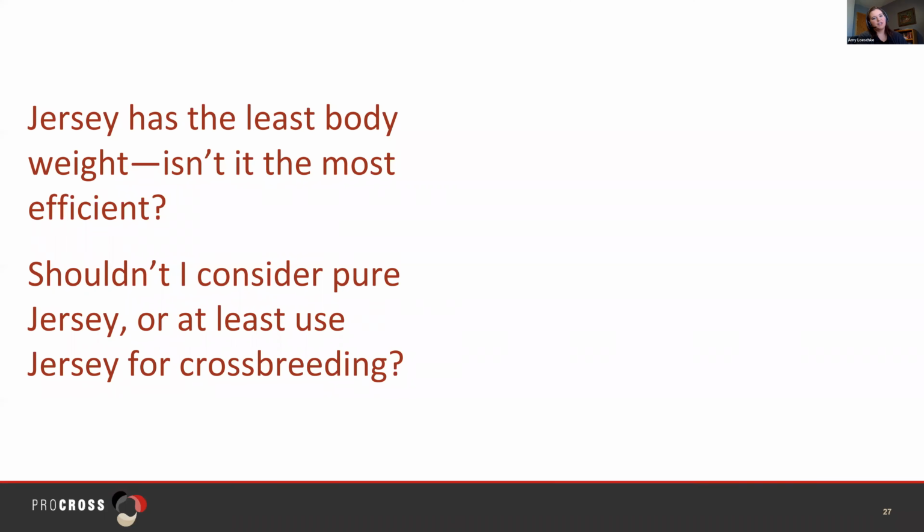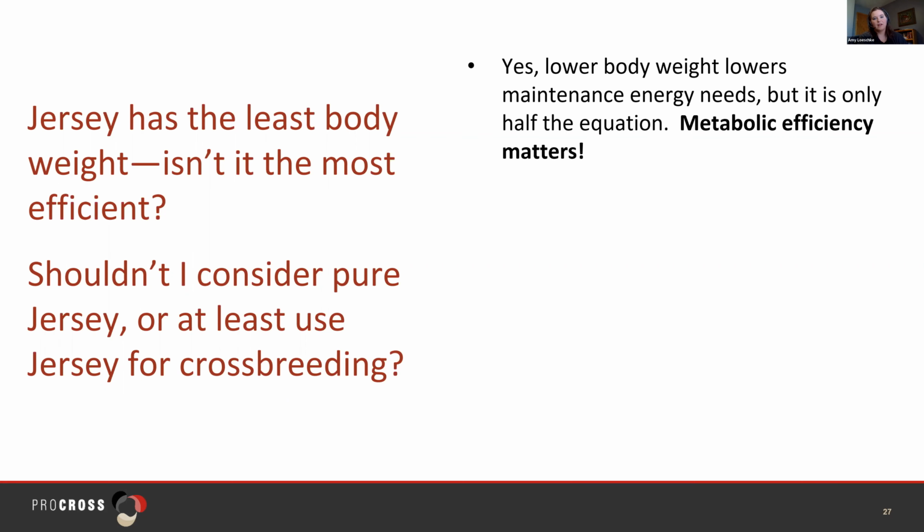What about Jersey as far as being efficient? Because we care about body size of cows in a lot of environments. This gets back to kind of that grazing question again. A lot of farmers ask me then, aren't they the most efficient? Should I use pure Jersey instead because they're so small? Or shouldn't I at least consider Jersey for crossbreeding? And so, yes, the lower body weight of a Jersey cow reduces their maintenance energy requirement.